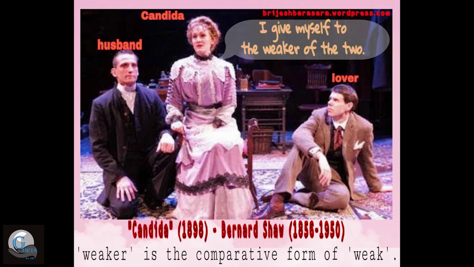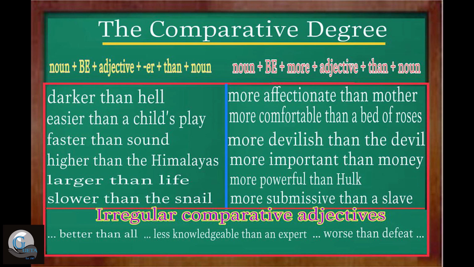Though Candida's husband is older, stronger, and apparently more confident than his rival, she finds him the weaker of the two. She knows that he cannot manage his life if she is not around to care for him. We use the comparative degree to say that one person or object possesses a particular quality in a greater or a lesser degree than their counterpart.